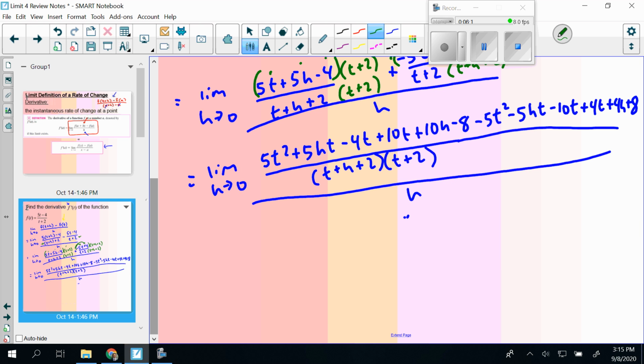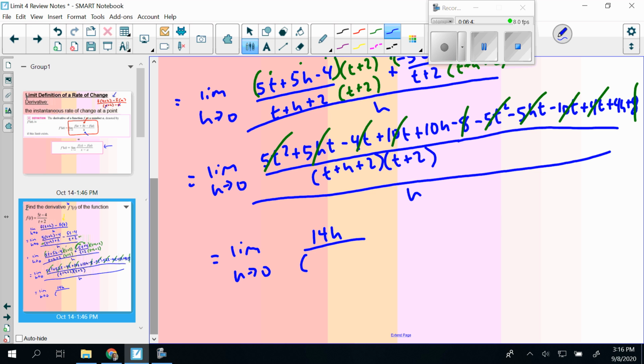Some things we can cancel out. Those 5t squareds cancel out. This 5ht cancels out. The 10t's cancel out. The 4t's cancel out. The 8's cancel out. And I think that looks like everything. So now our limit becomes a lot clearer here. Now on top we just have 10h plus another 4h, so 14h over this denominator that we have.